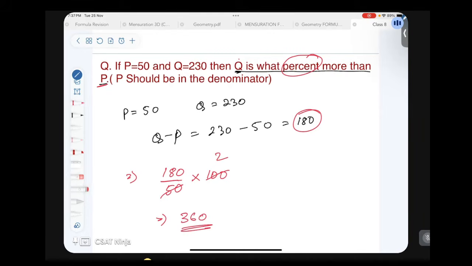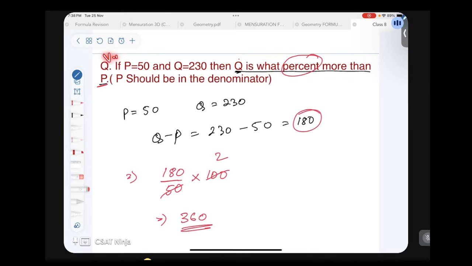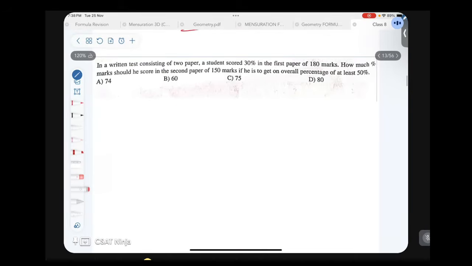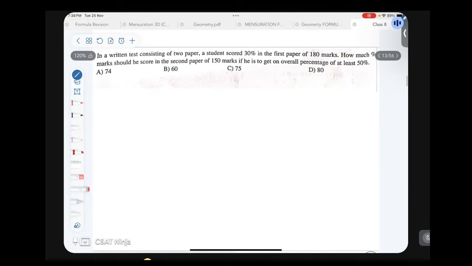I hope we are clear with this. If it was less than, also same thing, okay? This is how we approach this type of question. This is very important for data interpretation because we will be using this over and over again in data interpretation. Let's try a question. This question was asked in NPSC 2021, I guess, or 2023, I'm not sure. You can cross-check the PYQ.